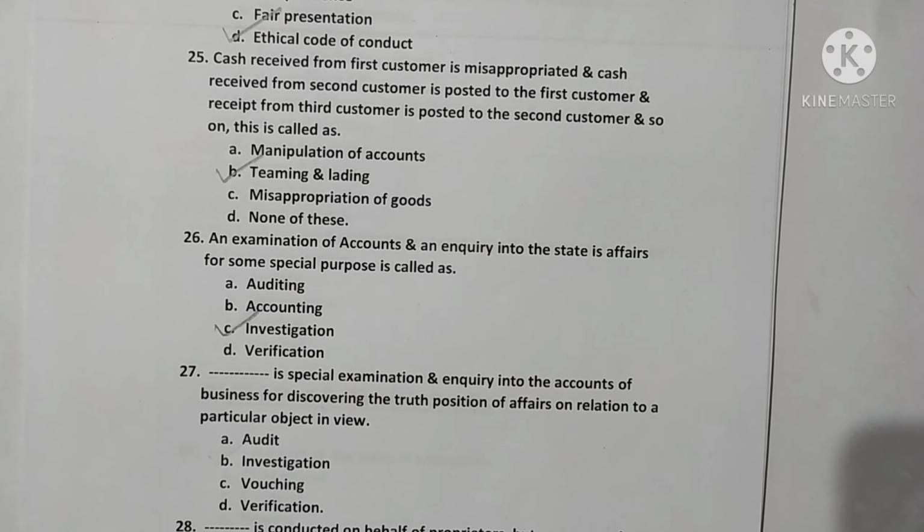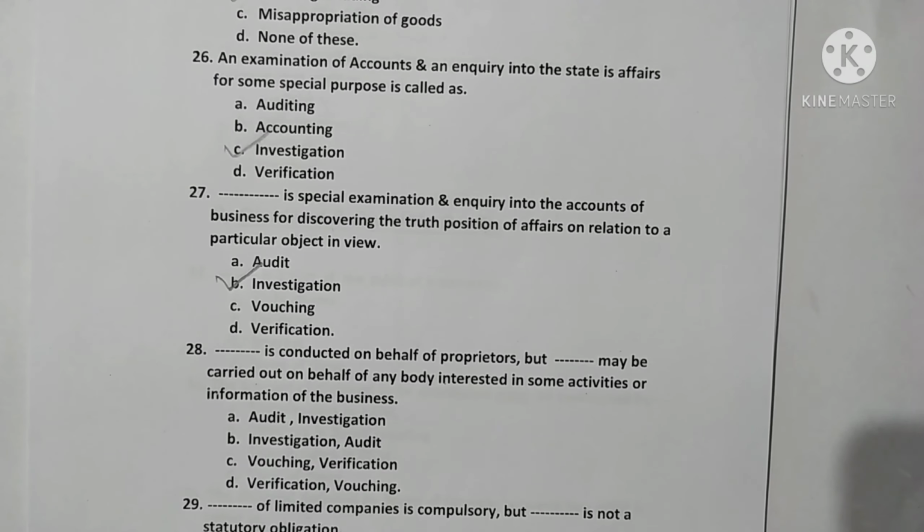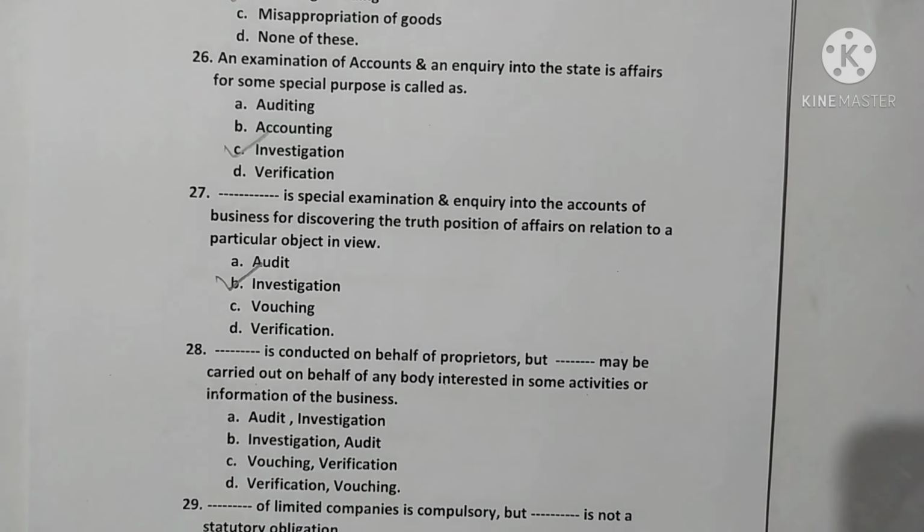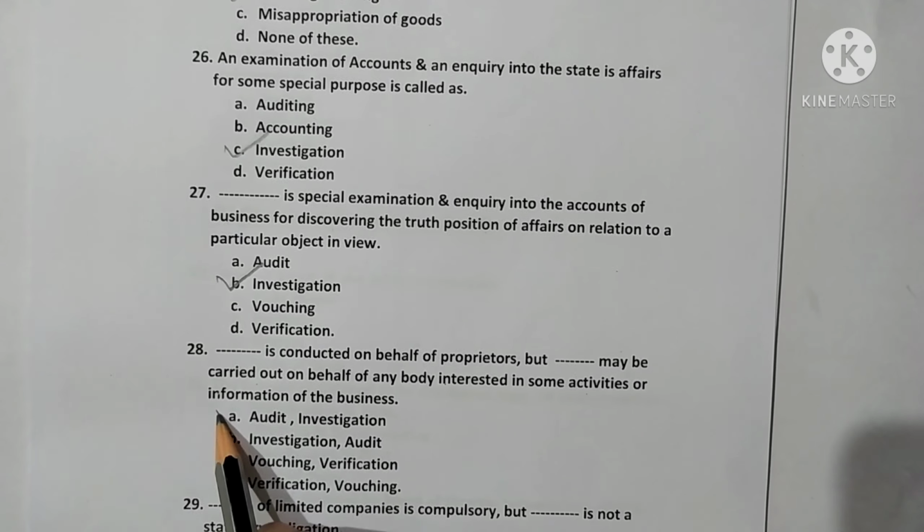Question 27. Dash is a special examination and inquiry into the accounts of business for discovering the true position of affairs in relation to the particular object in view: an investigation. Option B is correct one. Question 28. Dash is conducted on behalf of proprietors, but dash may be carried out on behalf of any body interested in some activities or information of the business: an audit and investigation. Here option A is correct one.